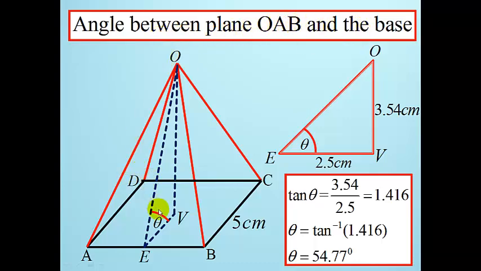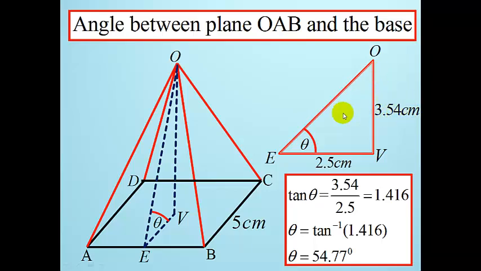Now, how do we find the angle? We have to consider the triangle OEV, where V is the center of the base. So we have OEV, and we are calculating for the angle theta. Now, the distance from B to C is 5 centimeters. The distance from E to V is half the distance from B to C. That means that EV is half of 5, and that is 2.5 centimeters. OE is the height of the pyramid, and from our calculation, we had 3.54 centimeters.